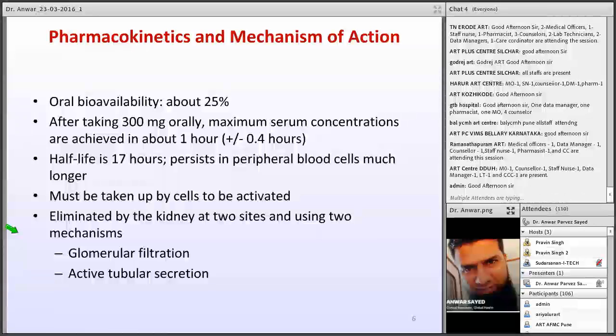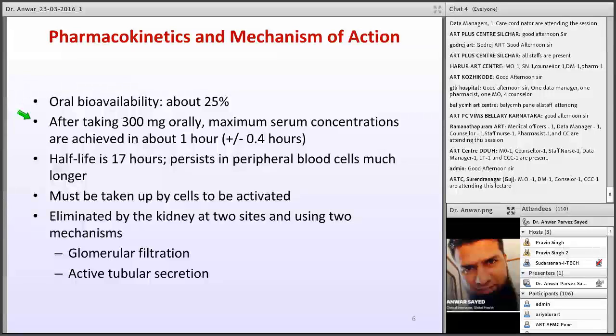If we talk about the pharmacokinetics of the drug, it is taken orally and bioavailability is about 25%. After taking 300 milligram orally, maximum serum concentration is reached within 1 hour. Half-life is 17 hours and it persists in the peripheral blood much longer. So it must be taken up by cells to be activated.